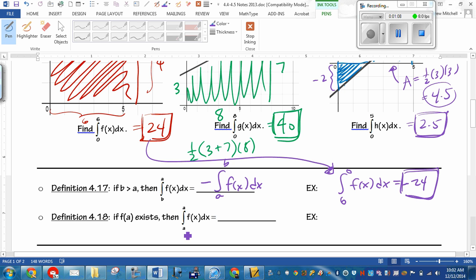The second one's pretty simple. If we take the definite integral from a to a, that's just going to be 0. Because you're not going to have an area. Right? There's going to be no base for the shape that we're dealing with. So if we took the definite integral from 3 to 3 of f of x dx, that would just be 0.